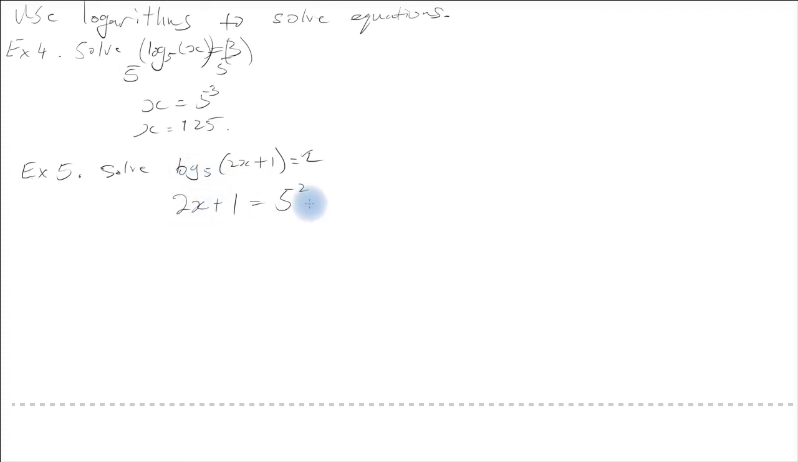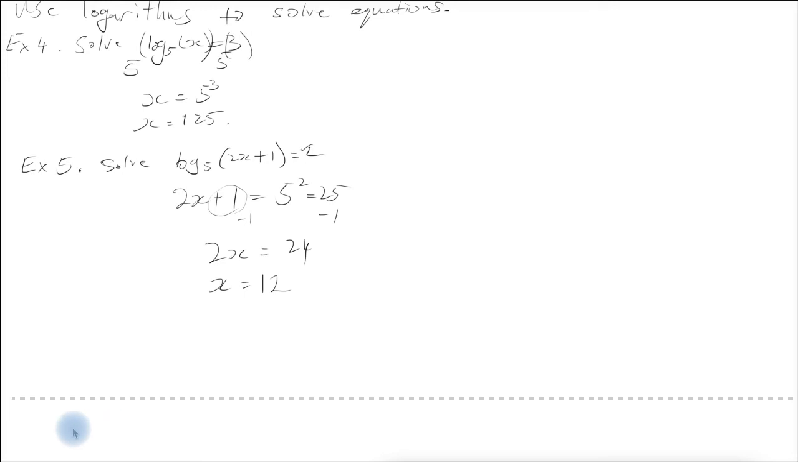Now 5 squared is 25. Next we're going to get rid of the plus 1 by doing minus 1 to both sides. So that's 2x equals 24. Now we'll divide both sides by 2 and get x equals 12.